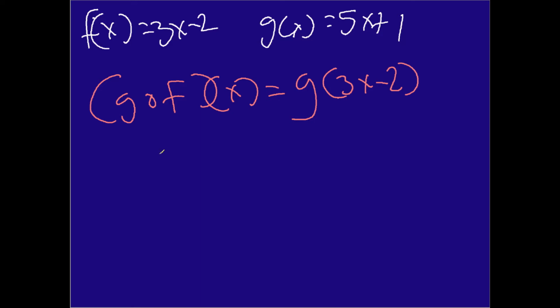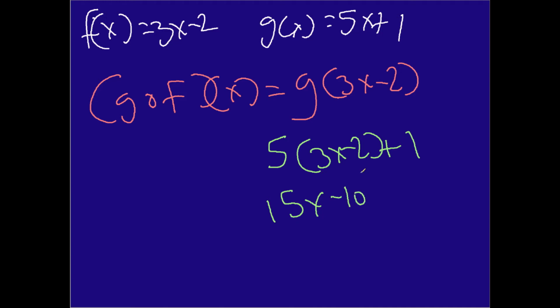Now, you've seen this before. All we got to do now is take g. So we're going to substitute 3x minus 2 for the x in the g of x function here. So now I have 5, because that comes from my g. And then for x, I have 3x minus 2. And then I still have that plus 1 on the outside. Distributive property, I get 15x minus 10 plus 1. And then for my final answer, when I simplify this negative 10 plus 1, I get 15x minus 9.